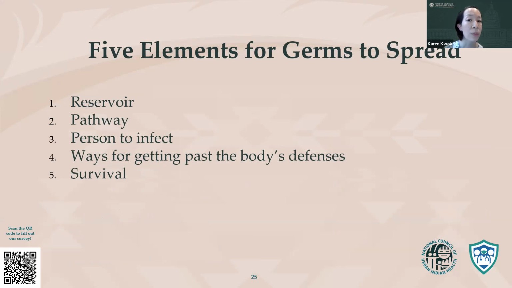Reservoir, that's where germs live. A pathway is how germs spread. A person to infect, it could be a patient, staff, or a community member. Ways for getting past the body's defenses is infecting the person through procedures or surgery, IV, intravenous, antibiotics or chemotherapy, and survival. Survival is how the germs continue to live on and then are able to carry out infection successfully. And we all have a role in ensuring it's stopped through any and all of these elements.